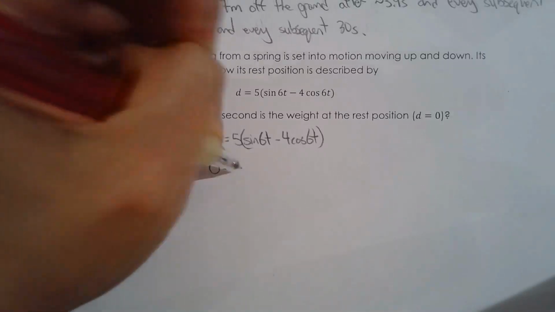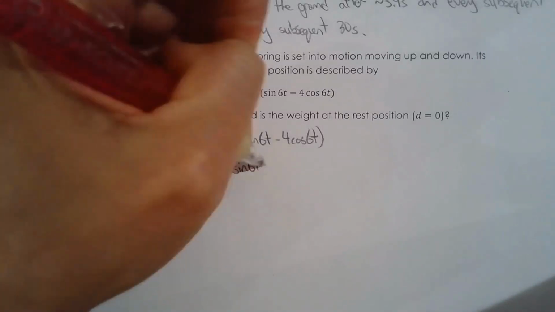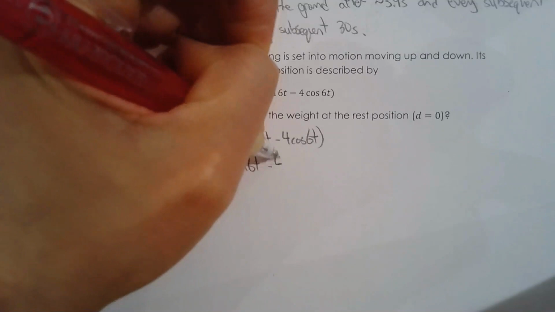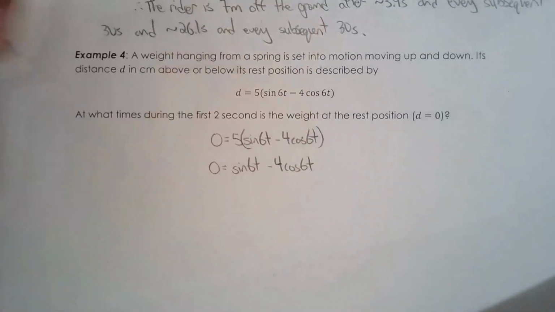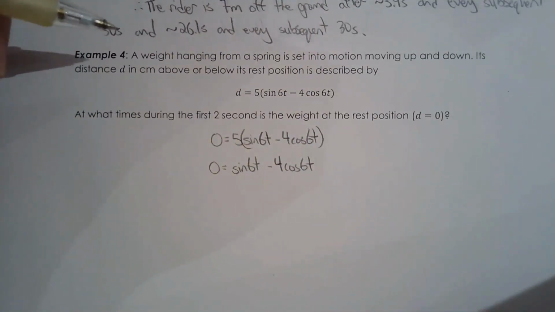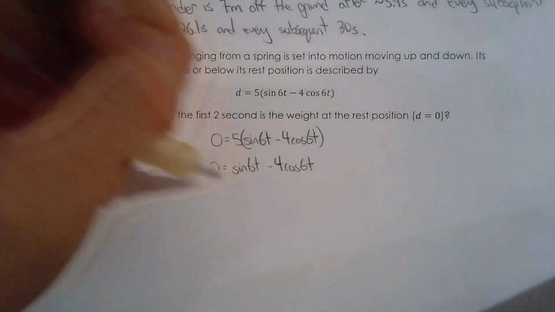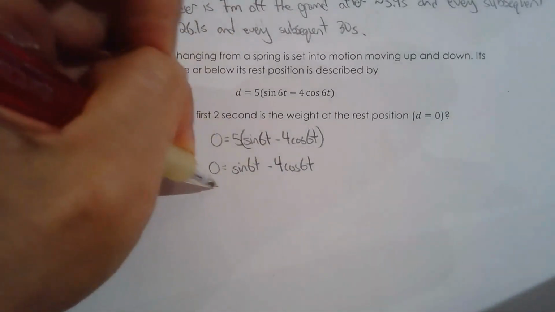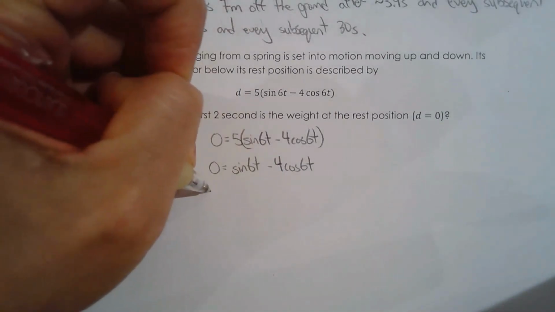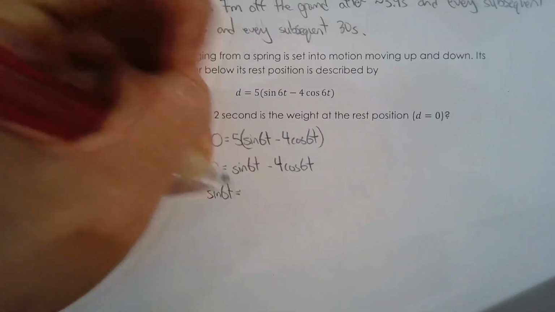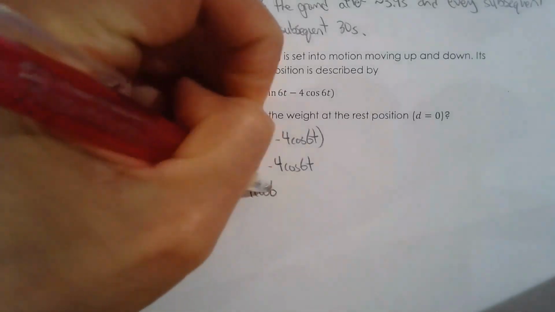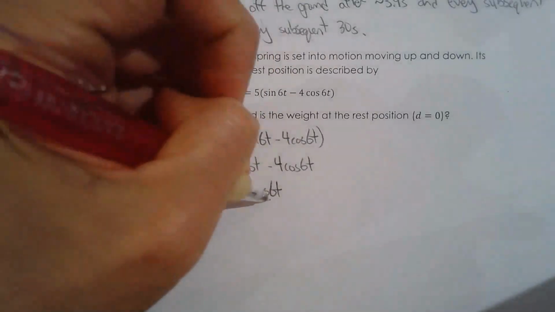And then the 5 is, you can divide both sides by 5. Okay. There are a few strategies here. You can square both sides, but we're going to introduce a lot of extraneous roots. So what I'm going to do is set it equal to sine 6t equals 4 cos 6t, and then I'm going to divide both sides by cos 6t.